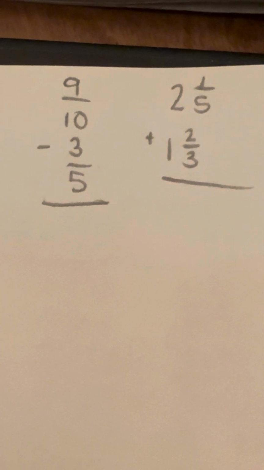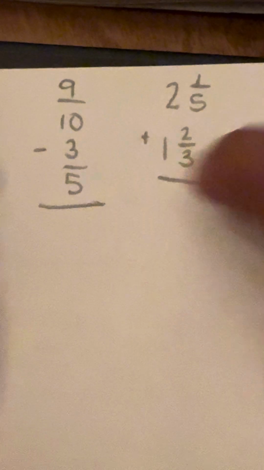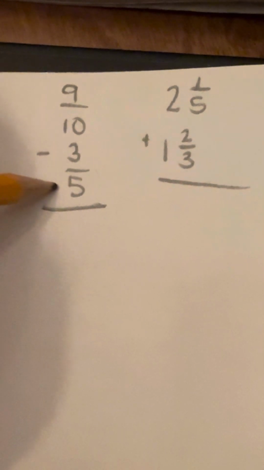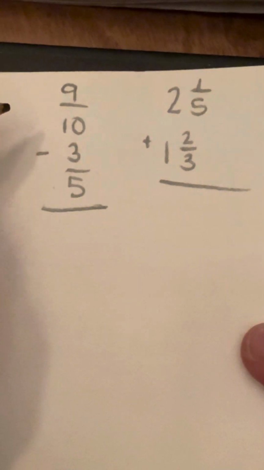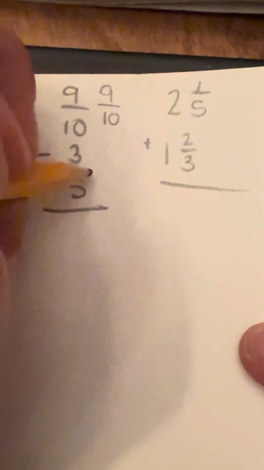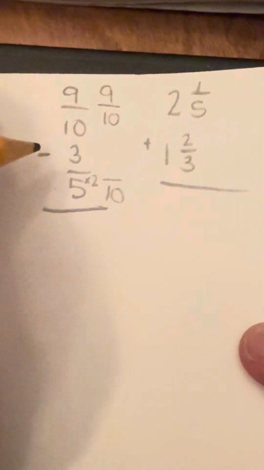Now in this fraction, we do have non-common denominators. However, I don't need to multiply both of those fractions by something because 5 can go into 10 evenly. So we're going to leave 9/10 the way that it is. So I'm just going to rewrite it next to it. And I'm going to change this now. In order to get to tenths, I need to multiply 5 times 2. And then I'm going to get tenths.